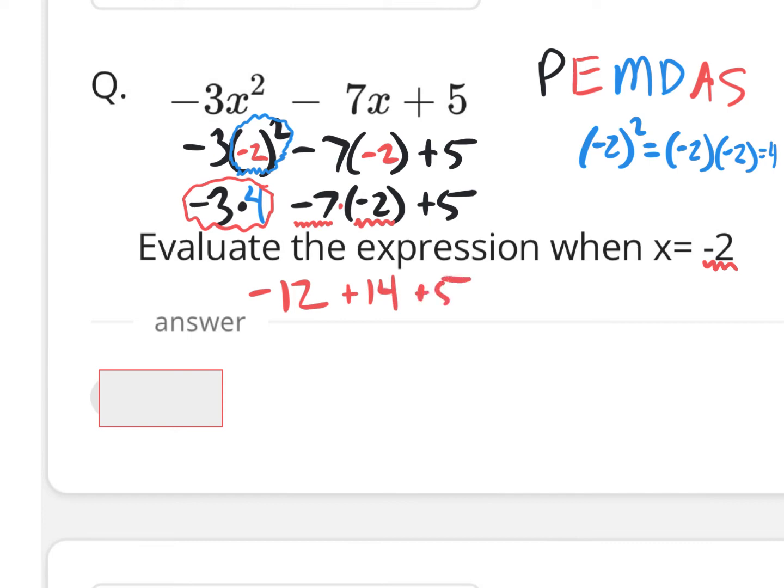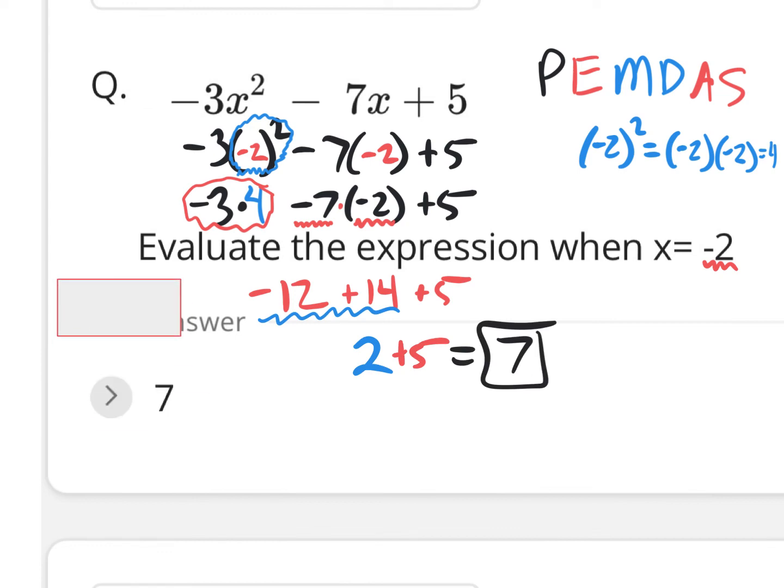And now, at the very end, you're going to do addition or subtraction. Depends on your signs. If you owe $12 and you have $14, you could pay them off. You'll actually have $2 left over. So -12 plus 14, that's +2. And then you bring down the +5, and 2 plus 5 is the final answer, 7. As you can see, that answer is 7.